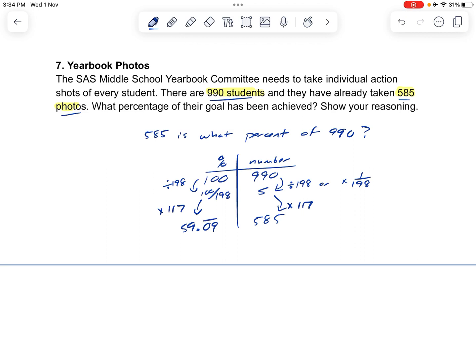That is going to be the percent. So for 585 students, it is 59.09 repeated percent. And I would want to make sure that it's really clear, so I'd write it over here to the side, include my percent symbol, and that would be the solution for question number 7.